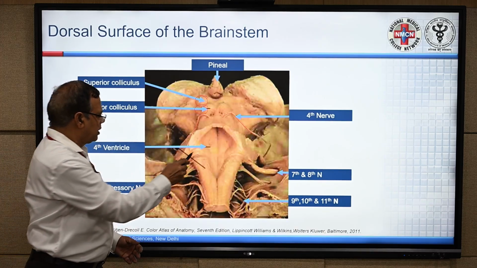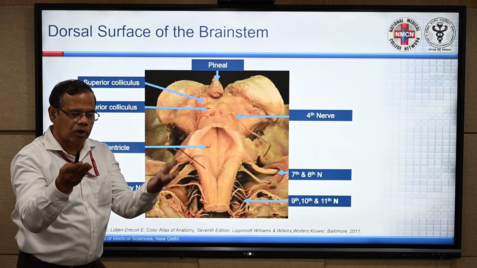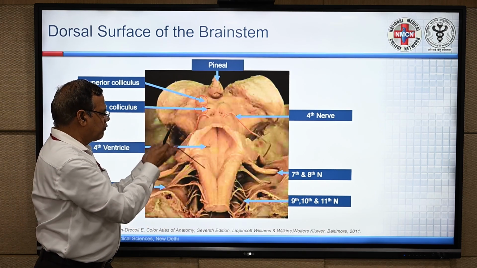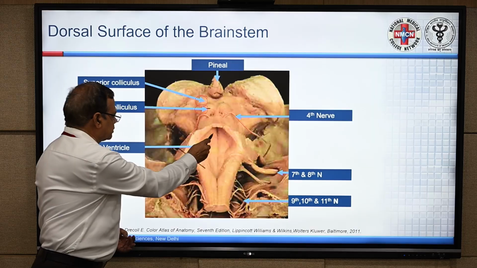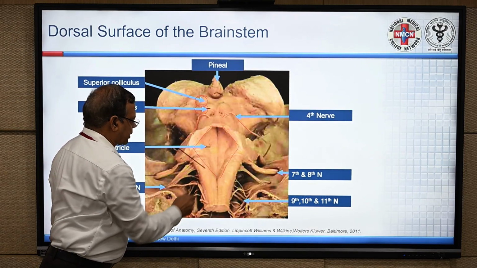Then you see the open part of the posterior surface of the pons and medulla, or the floor of the fourth ventricle. This whole structure is the floor of the fourth ventricle.